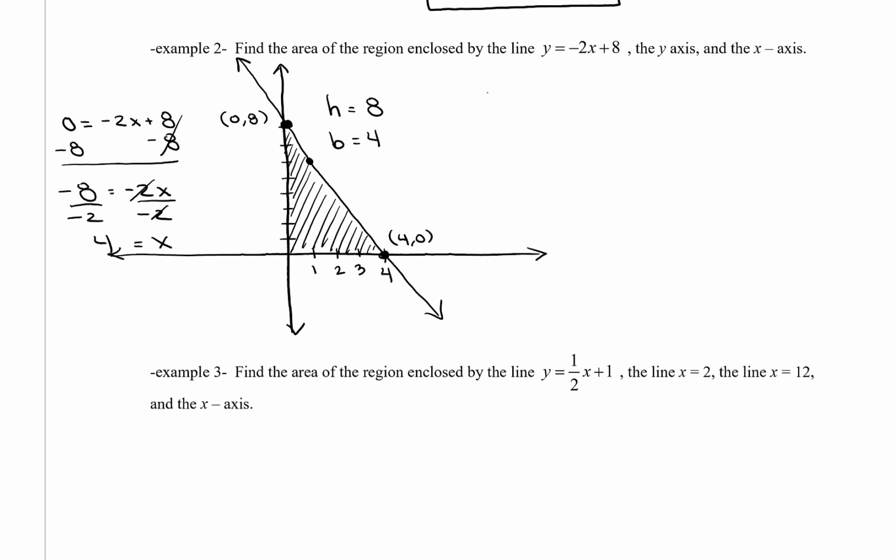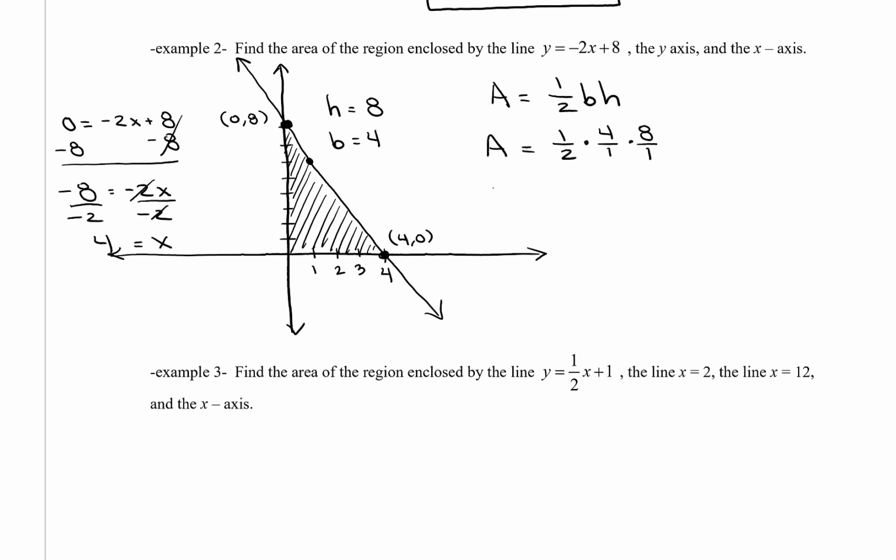I've labeled the height as h equal to 8, the base b equal to 4. I wrote down the formula A equals 1/2 times b times h. So that means the area is going to be equal to 1/2 times, I'm going to write 4 over 1 for the base, times 8 over 1 for the height.